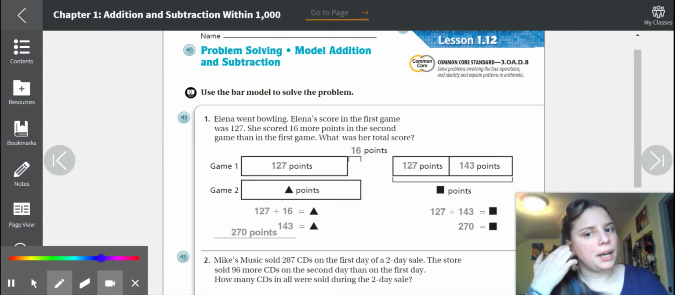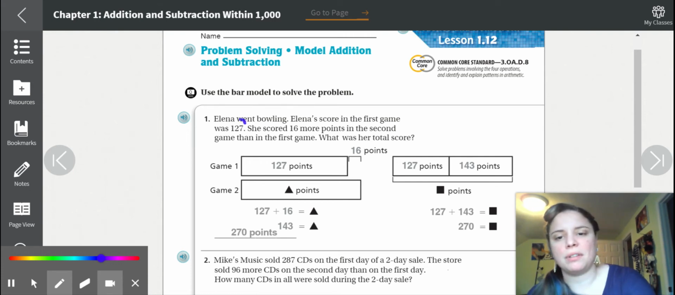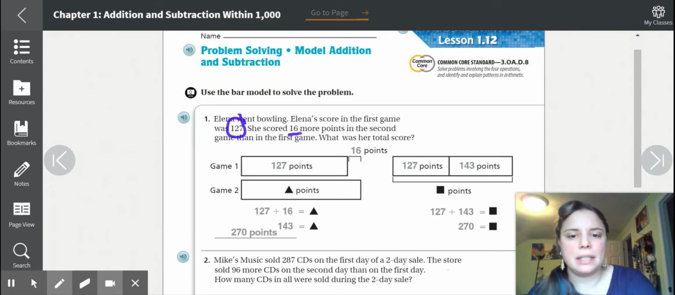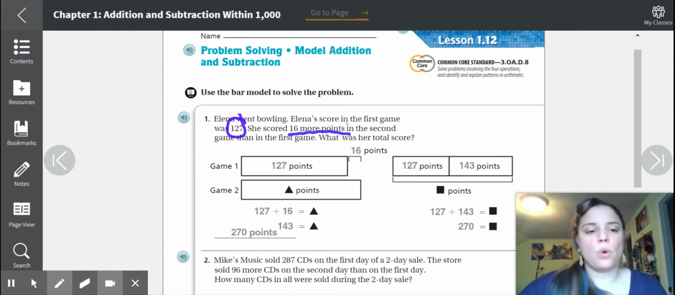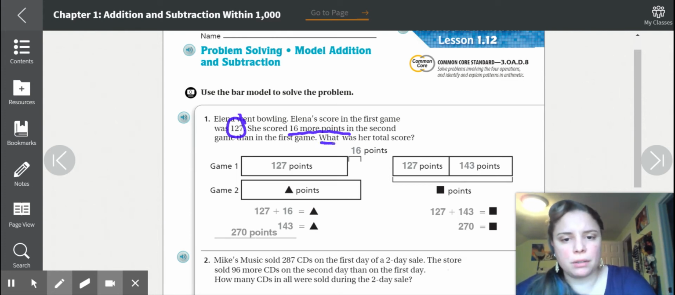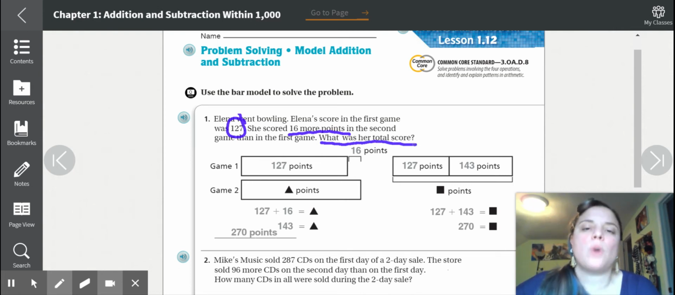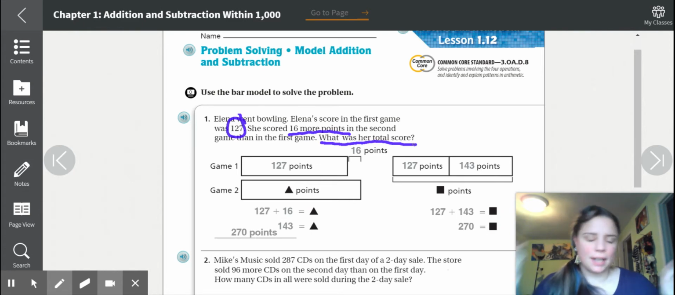So this morning we're going to work on Elena, and she went bowling. Elena's score in the first game was 127. She scored 16 more points in the second game than the first game. What was her total score? This part is really important. It wants to know her total score, not just the score of game 2. We know the score of game 1, but we also have to figure out the score of game 2 to finish the problem. And sometimes when we get to the middle part, we're like, yay, we're done. But we still have one more step to go.